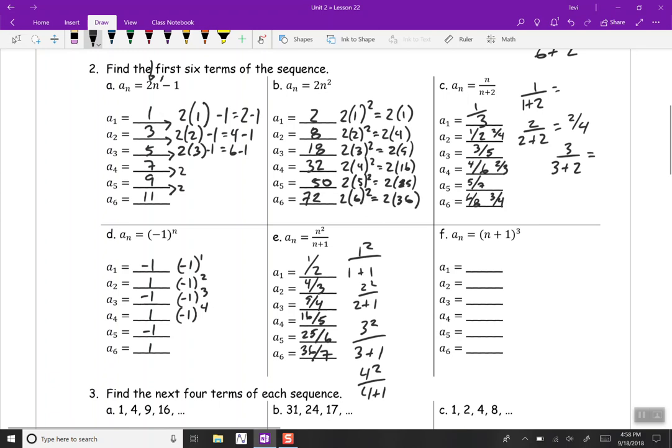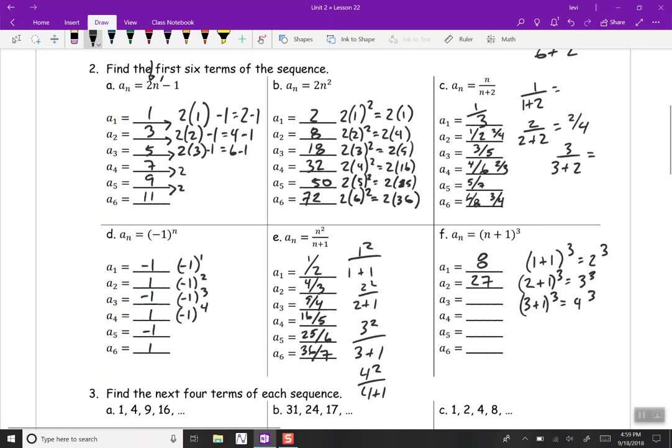Our next one, plugging in a 1 will be 1 plus 1 cubed, 2 cubed, which makes 2 times 2 times 2, which is 8. This is 2 plus 1 cubed, which is 3 cubed, which is 3 times 3 times 3, which is 27. Next one would be 4 cubed, right? We're seeing the pattern here, right? 3 plus 1 cubed, 4 cubed, 2, 3, 4, right?